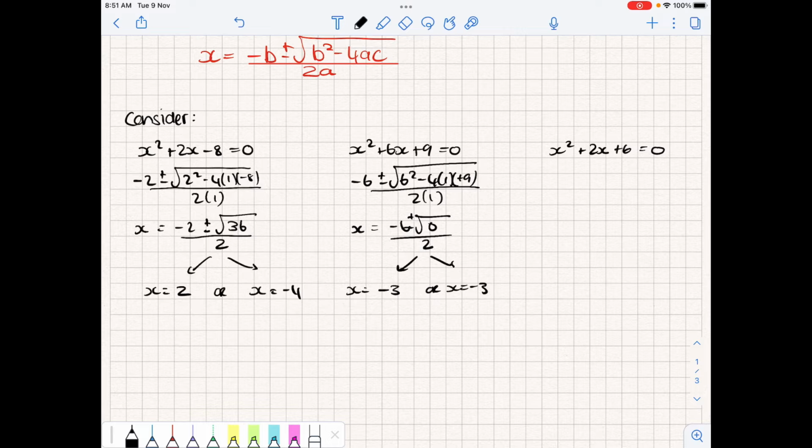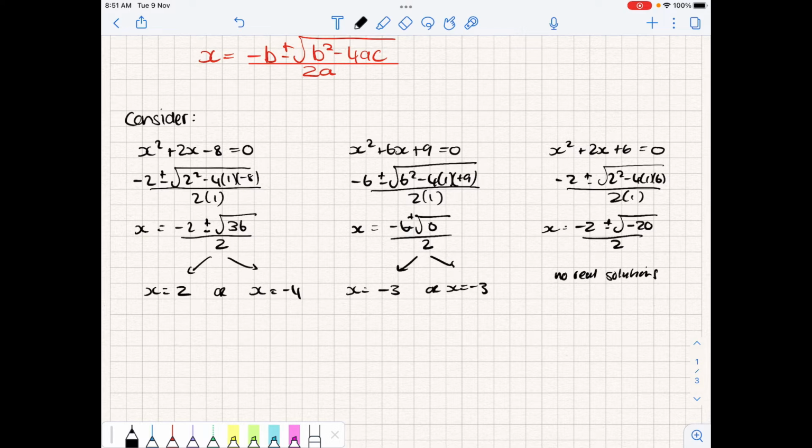Right, let's have a look at the last one. We have minus 2 plus or minus the square root of 2 squared minus 4 times 1 times 6, over 2 times 1. And so x would be equal to minus 2 plus or minus the square root of negative 20, all over 2. Here we have a square root of a negative number, and so we can say that we have no real solutions, because we don't have any solutions in the real number world. We would have imaginary solutions, but those are not the ones we're interested in.